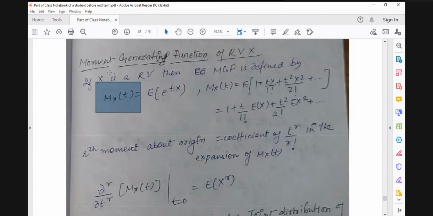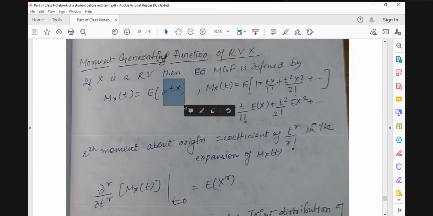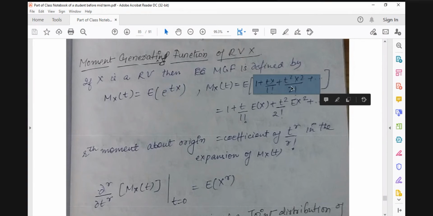Here the moment generating function M_X(t) is defined by the expectation of e raised to power tX. Earlier we had mean as expectation of x, and variance as expectation of x square minus expectation of x whole square. Now we have the moment generating function, the expectation of e raised to power tX. And you know that the expansion of e raised to power tX is 1 plus tX upon 1 factorial plus t square X square upon 2 factorial, and so on.